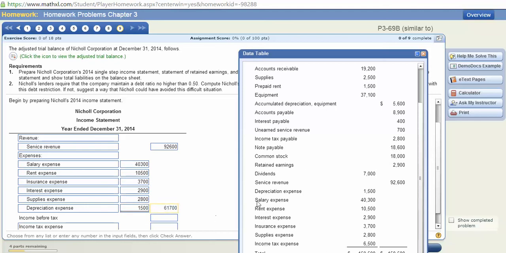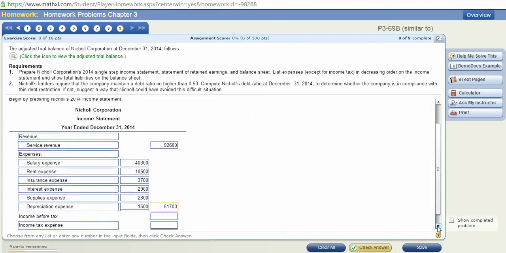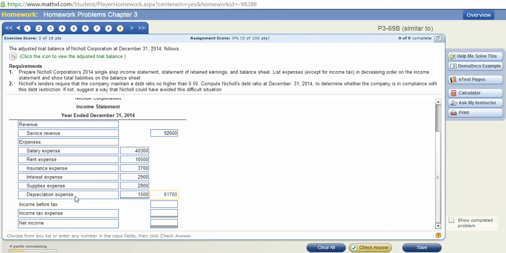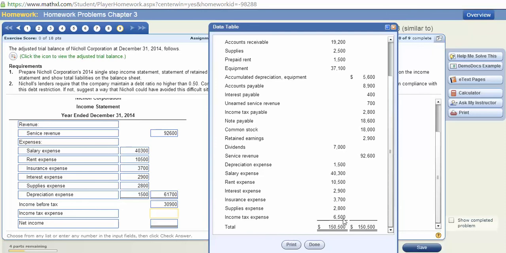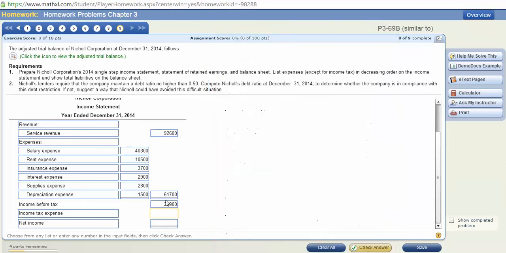What you're doing now is you're creating a line called income before tax. Notice income tax expense is waiting right here. Income before tax is going to be obviously service revenue, which is the only revenue we have, minus all the expenses, which in this case equals $30,900. Income tax expense is given to you. It says right here, come down, income tax expense, 6,500. So it actually tells you what it is, which is kind of handy.